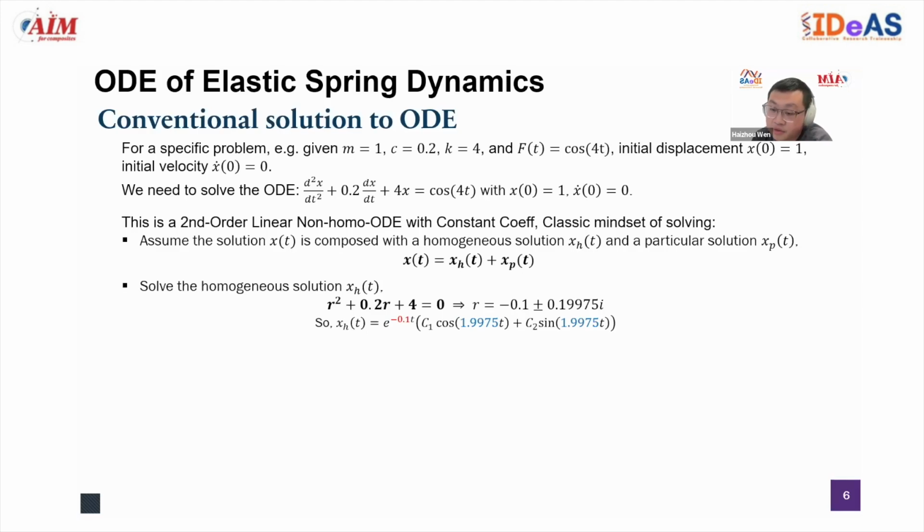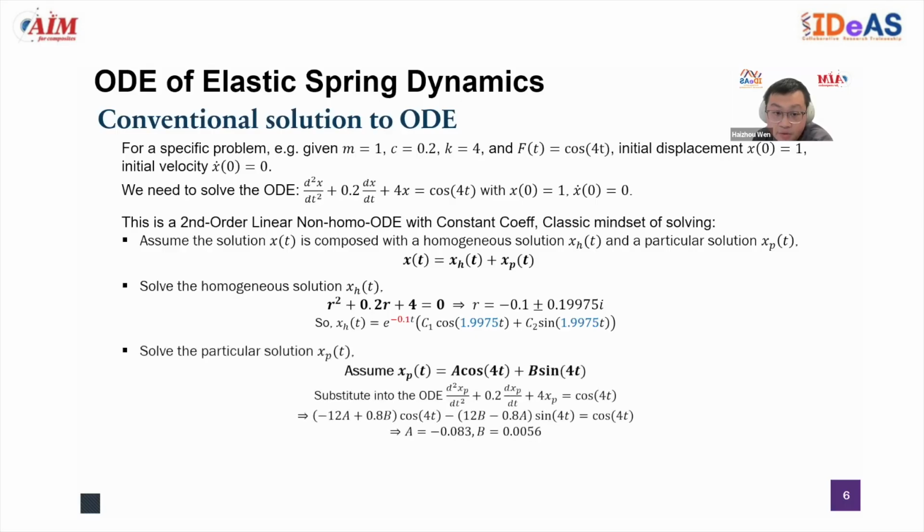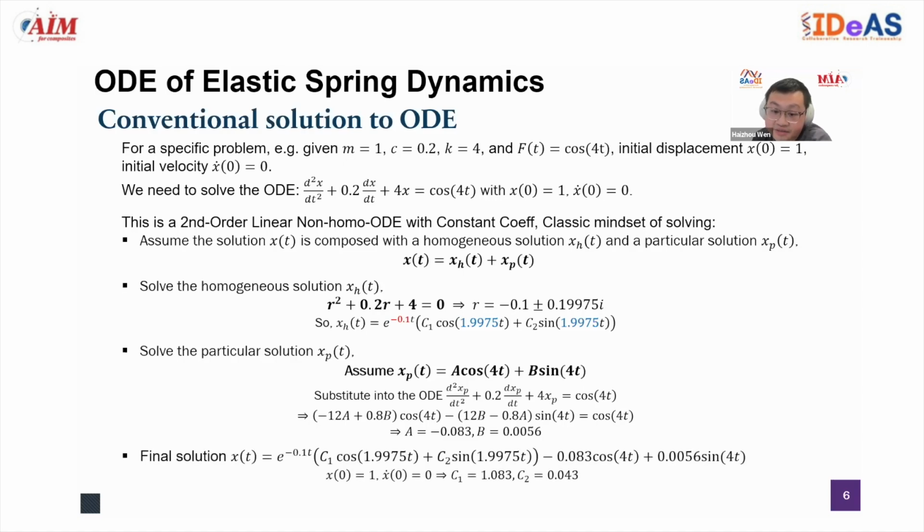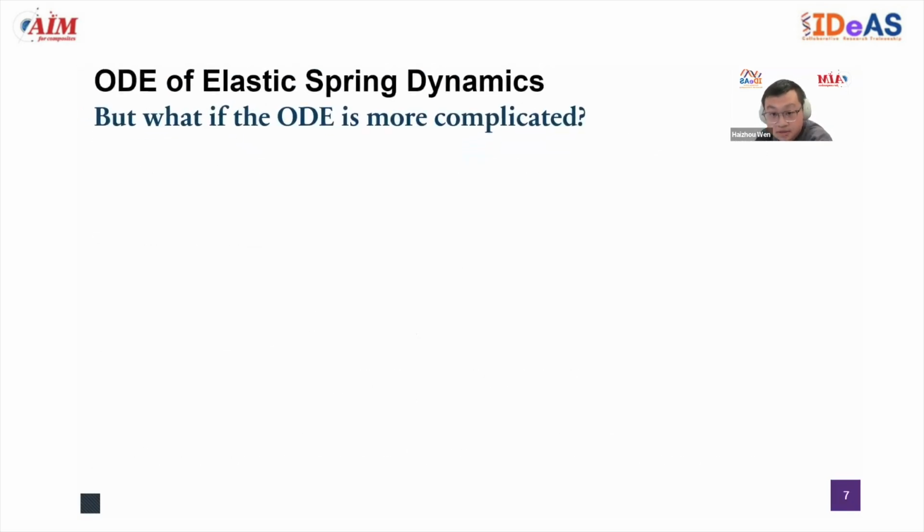And there should be three scenarios. One is two different real numbers, another is two identical real numbers. And we have here the third one in this specific case, which is two imaginary numbers. So our homogeneous solution is in the form of sine and cosine. Then we assume a particular solution with undetermined constants and substitute it back into the ODE and determine the constants A and B. And finally, we would combine two solutions together, and with the initial condition, we would get our final solution.